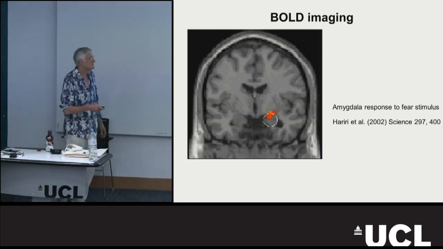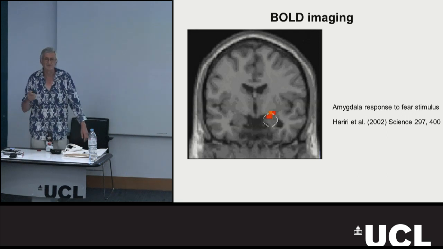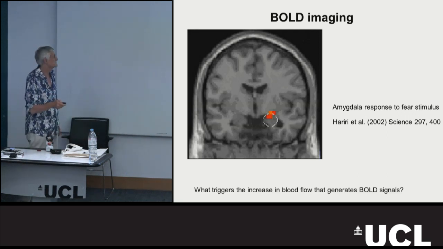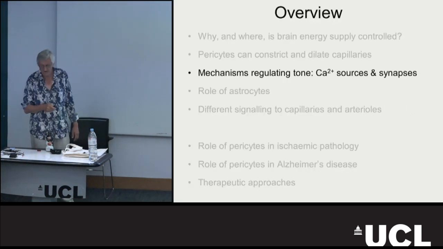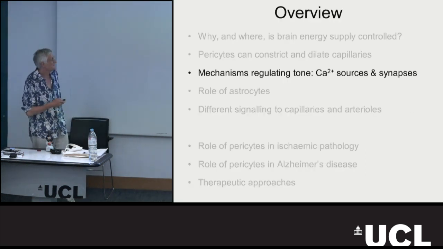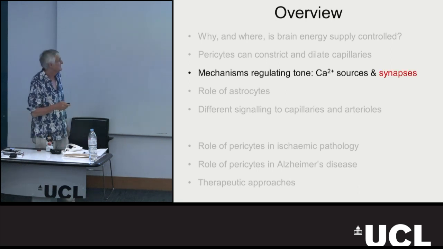And by the end of this talk, I hope you'll go away in a frame of mind that wherever you see this in future, you'll think, yeah, pericytes, because that's what's generating this. So what triggers the increase in blood flow that generates BOLD signals? So what are the synapses which might regulate blood flow in the brain?